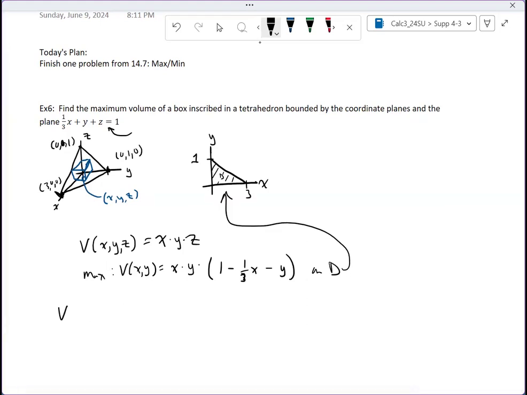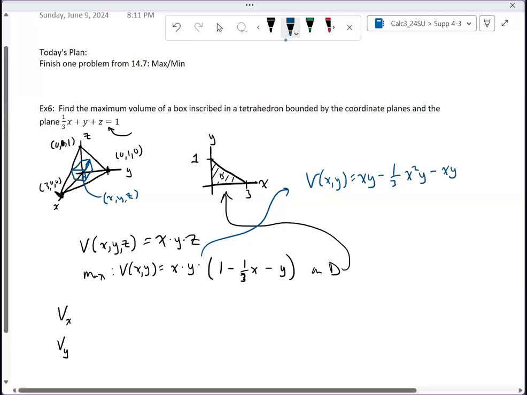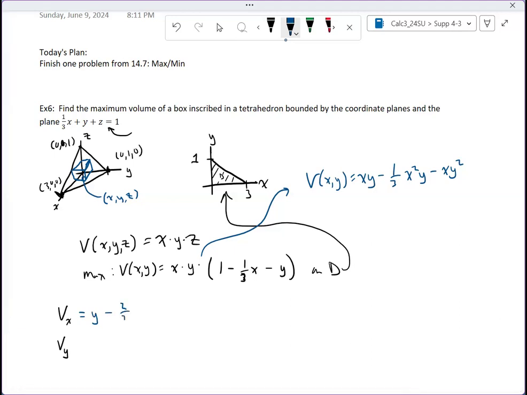Okay, so let's take Vx and Vy. I think it might be nice to write V in a little more convenient way. So let's distribute things here. V of x, y equals xy minus 1/3 x squared y minus xy squared. So partial of V with respect to x is going to be y minus 2/3 xy, and then minus y squared. We want this to be 0.